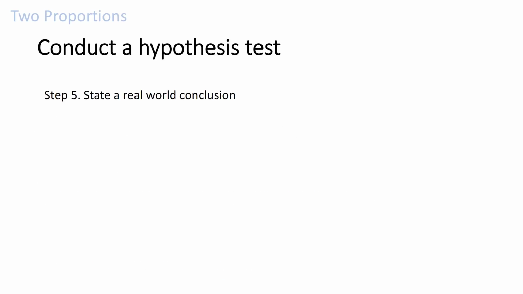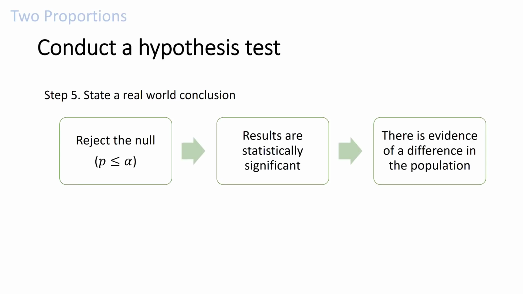And step 5, state a real-world conclusion. If you reject the null, the results are statistically significant, and there is evidence of a difference in the population.